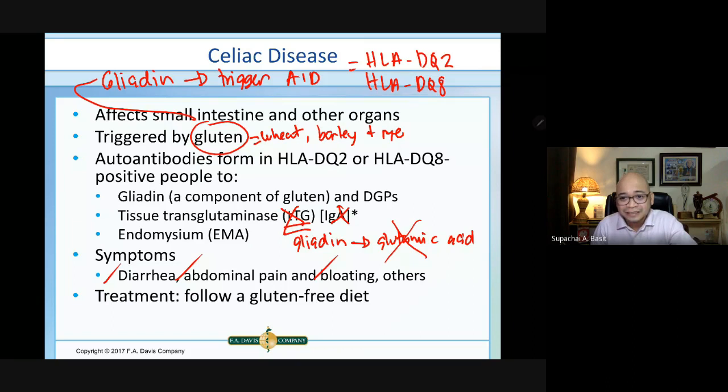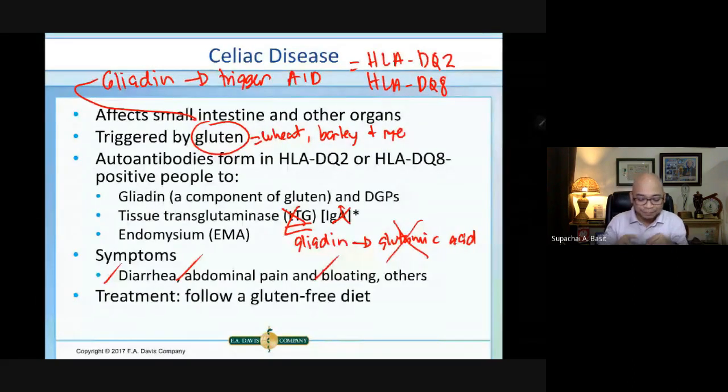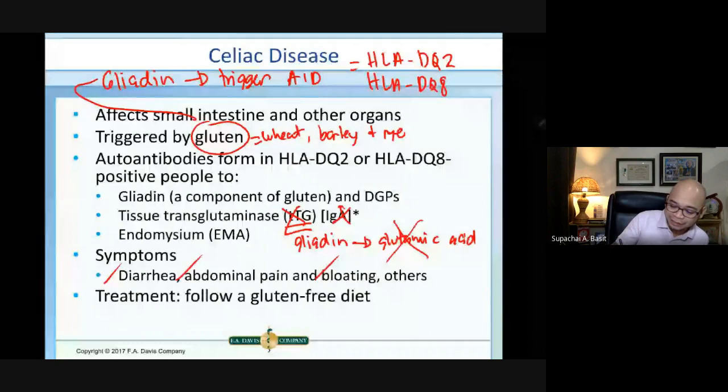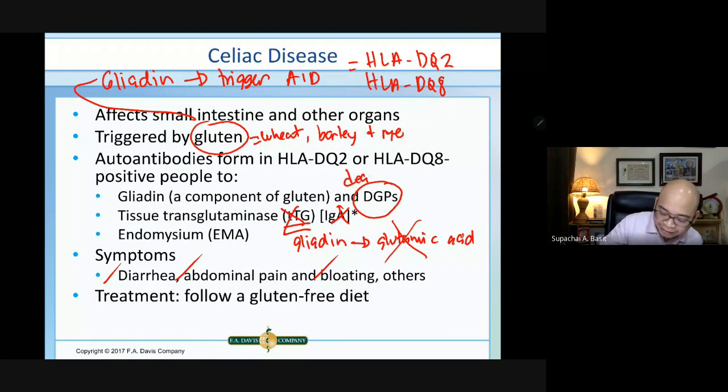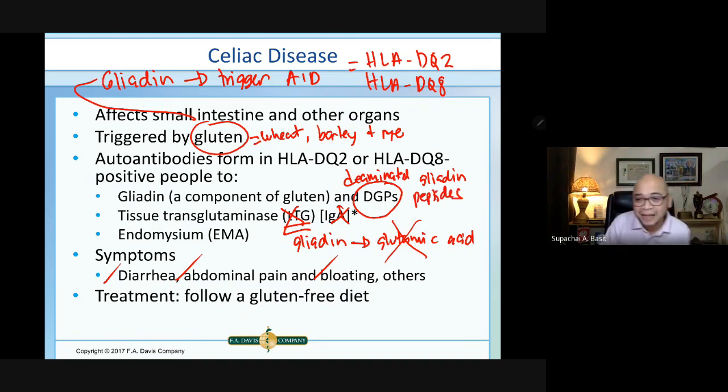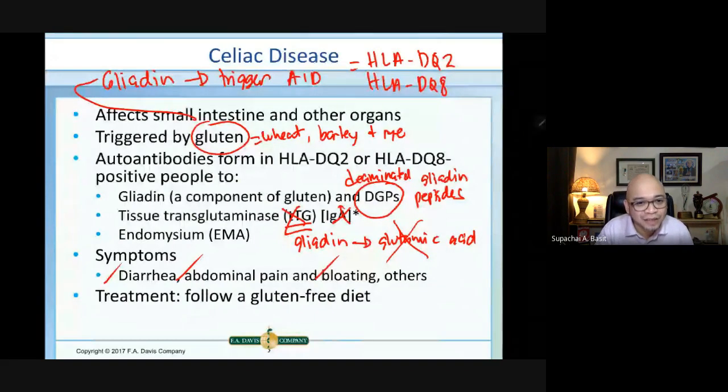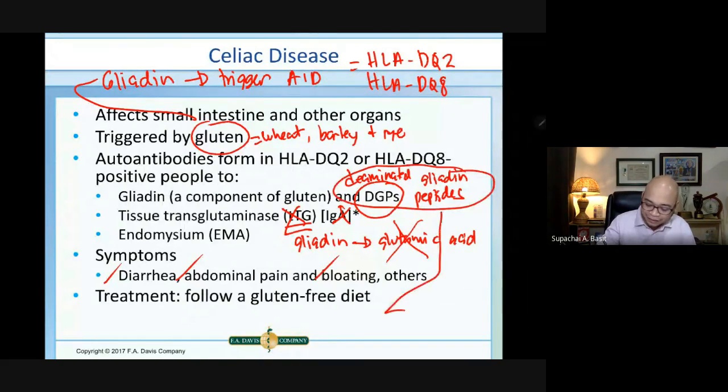More recently, the test for deaminated gliadin peptides, okay? So the DGPs. DGPs stands for deaminated gliadin peptides, okay, have been developed, and these DGPs are actually sensitive in young children. Okay, sensitive in young children.